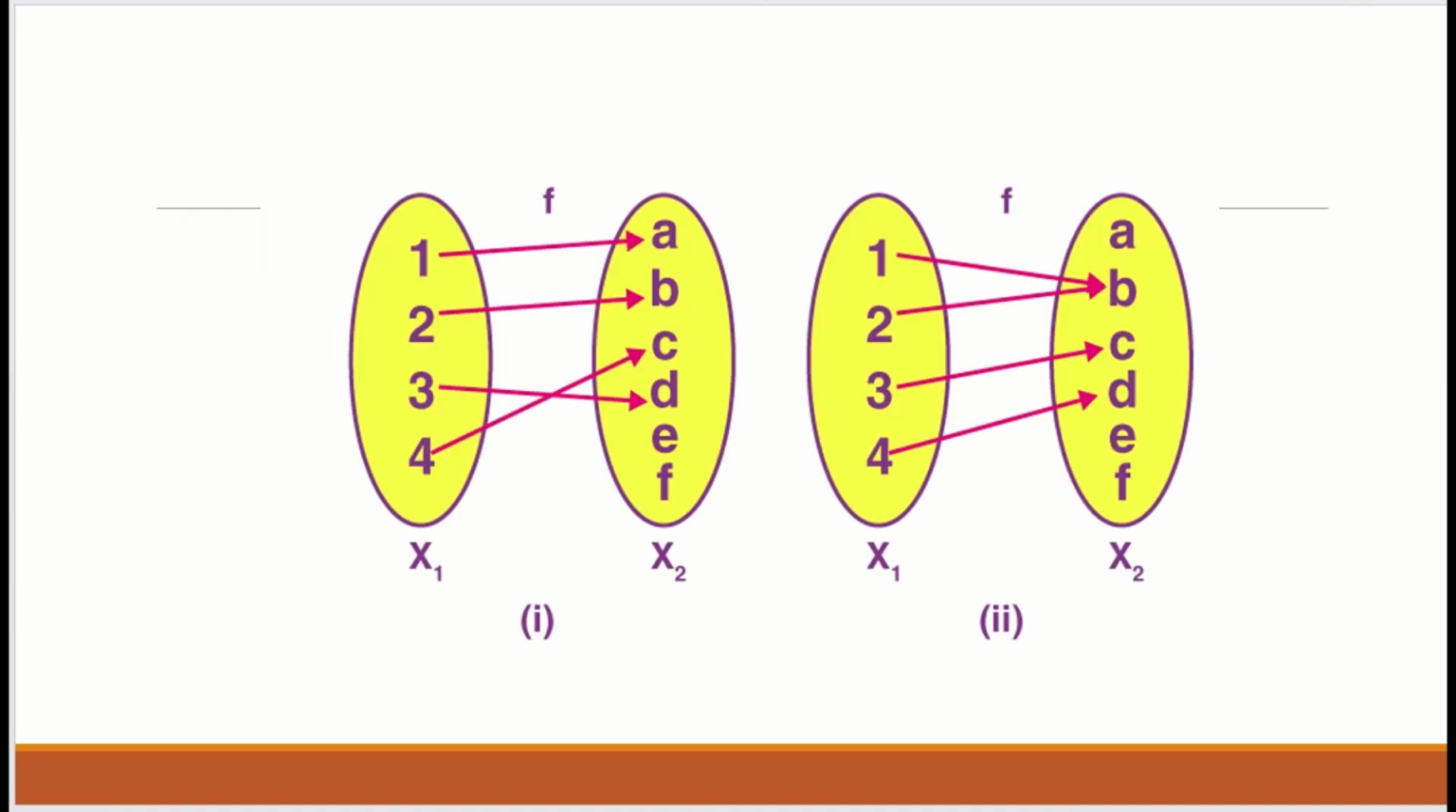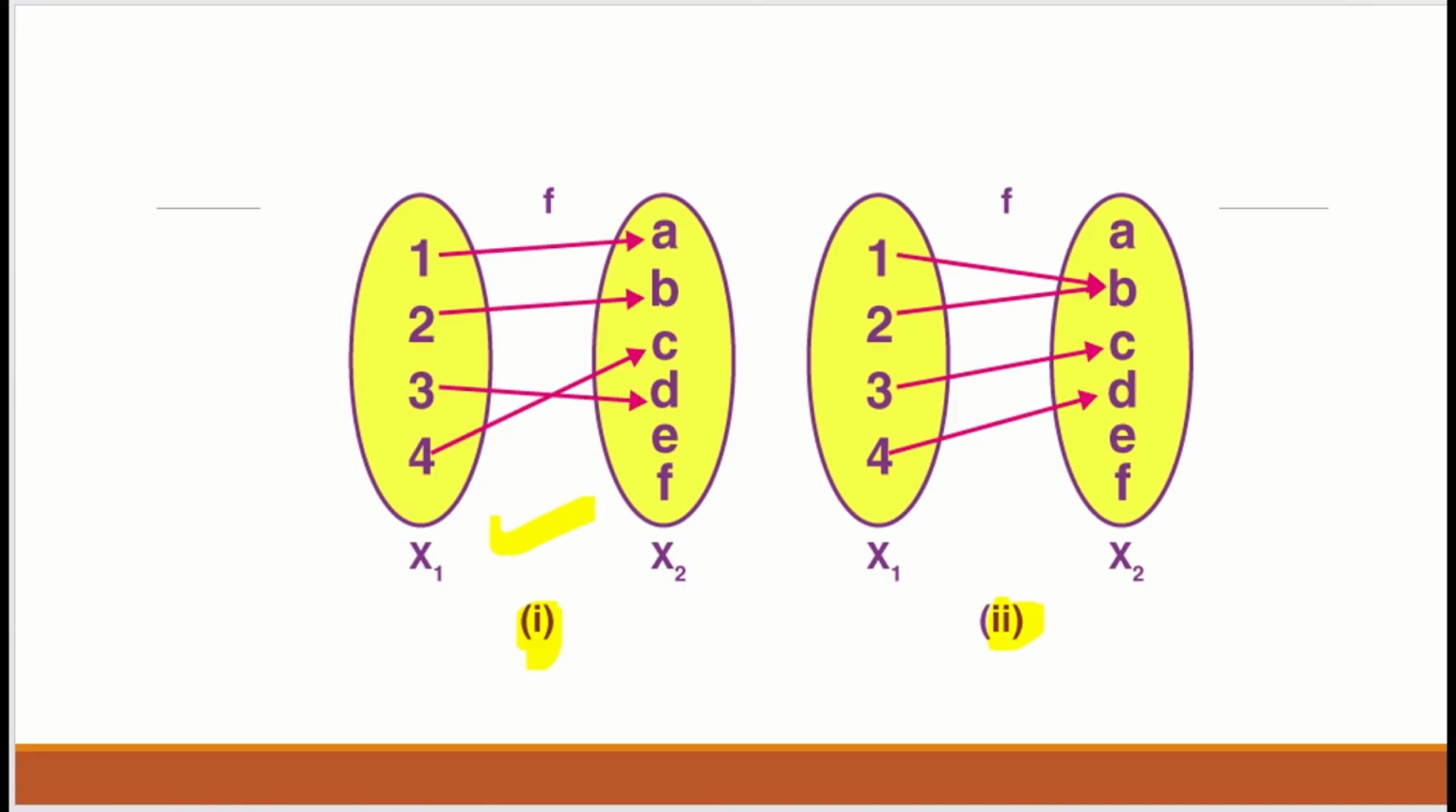Look at here. First one, what is that? 1 has image A, 2 has image B, 3 has image D, 4 has image C. It means that every element in the domain has a distinct image in the codomain. Okay? Then this is called a one-one function.